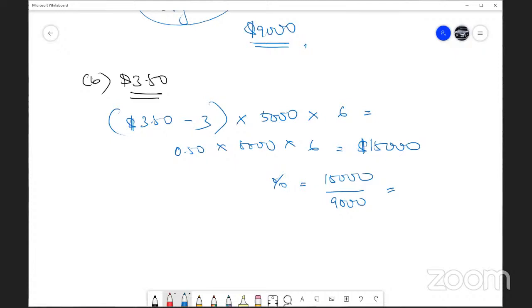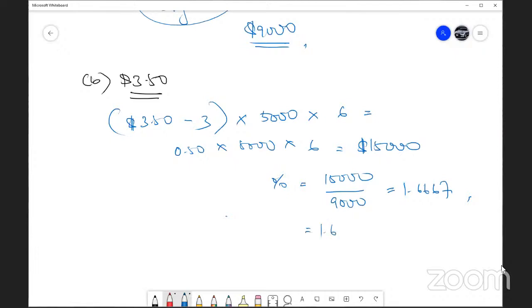Calculator, anyone? 15,000 divided by 9,000 gives 1.6667, to four decimal points, which is the standard. So this is a ratio, and you want to change it into a percentage.